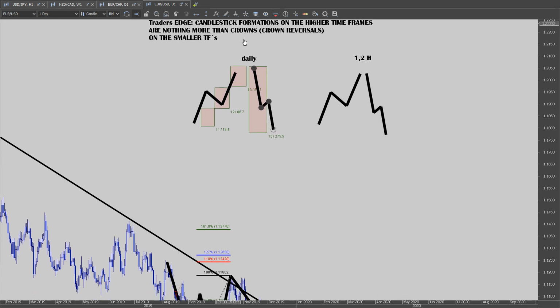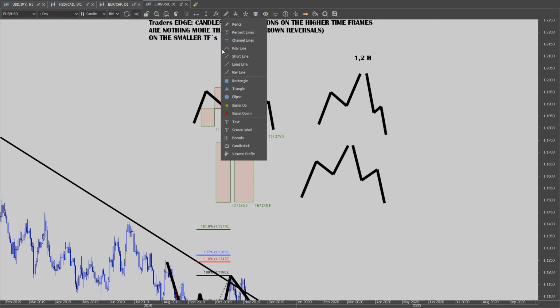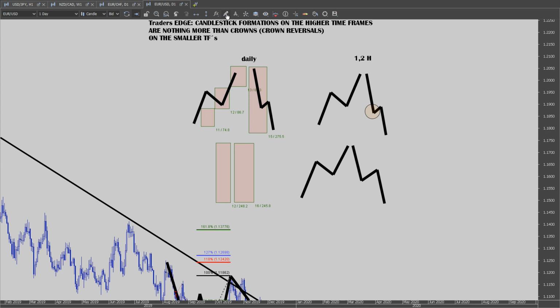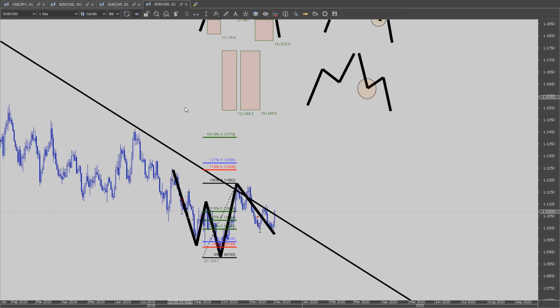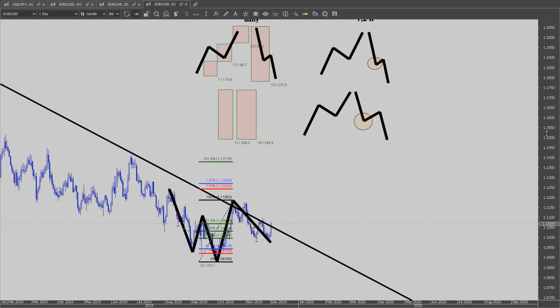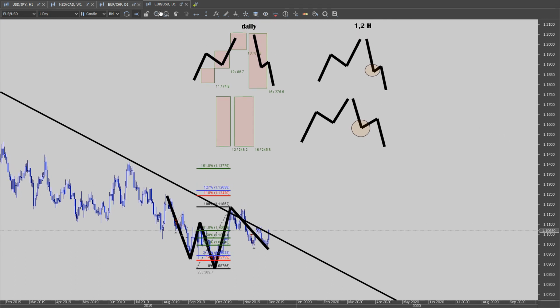Or on the daily chart or the weekly, it doesn't matter, you have the dark cloud cover or the piercing line, it doesn't matter. You are going to have the same thing. On the smaller time frame, you are going to have an upswing, an up Fibonacci, and then a downswing with the down Fibonacci. And remember, the market is going to make a lower low. Just remember the rules, everybody: you should trade crowns in a downtrend and crown reversals in an uptrend.